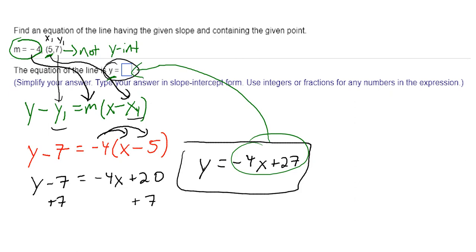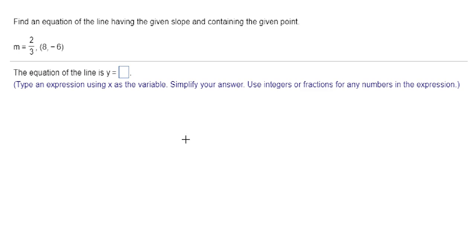All right, so that's using the point-slope formula to find the equation of the line, given the slope and a point, some random point. Okay, so this problem is very much the same kind of problem, except this time the slope is a fraction, so that can cause a little bit of grief for us. So let's see what we can do with this.